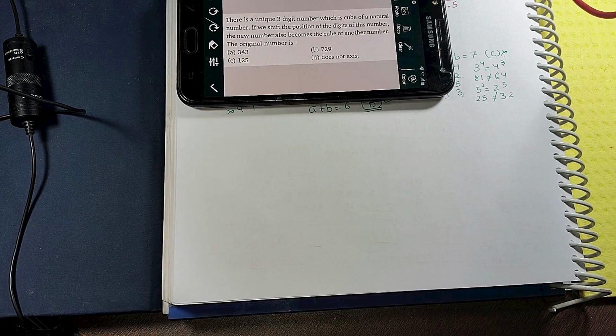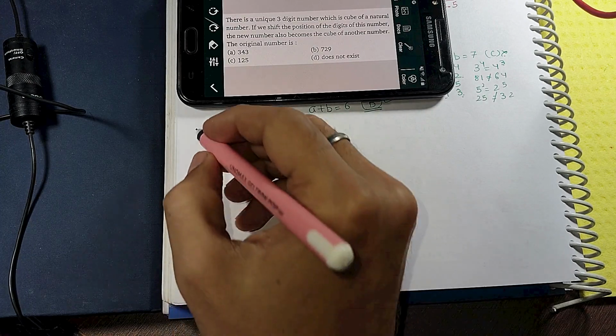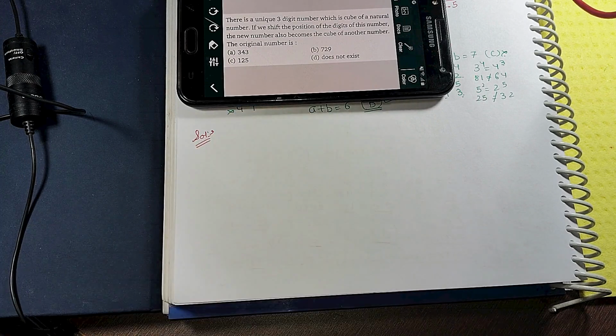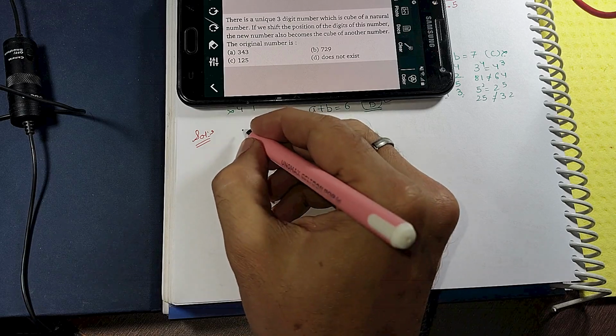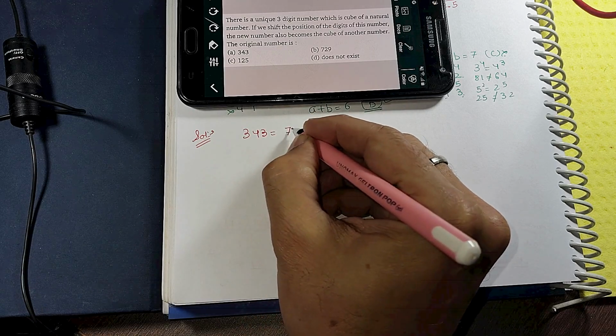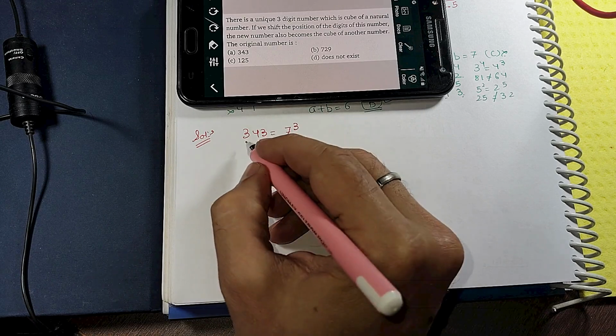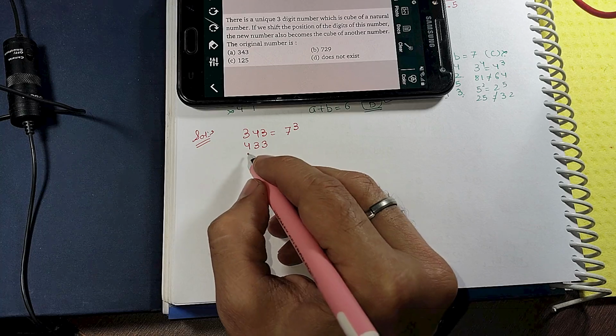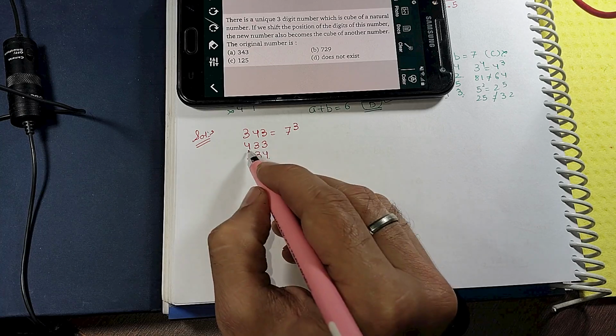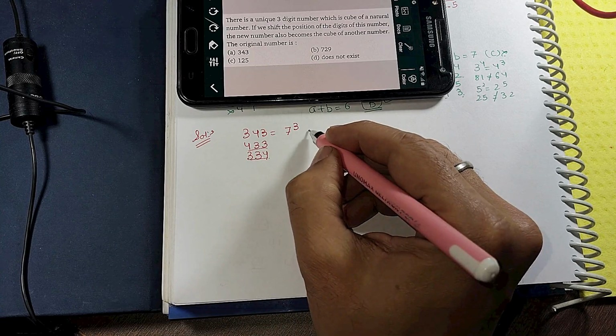There is a unique 3-digit number which is the cube of a natural number. If we shift the position of the digits of this number, the new number also becomes the cube of another number. The original number is. So out of the options, we need to find which number after rearranging becomes the cube of another number. So first is 343. Now 343 is the cube of 7. But if we rearrange it, it can either become 433 or, if we arrange it more, it can become 334. But these are not the cubes of any other number. So we'll discard option A.